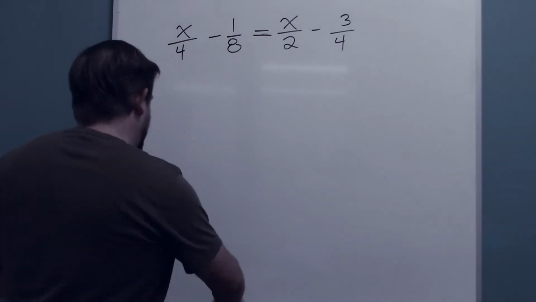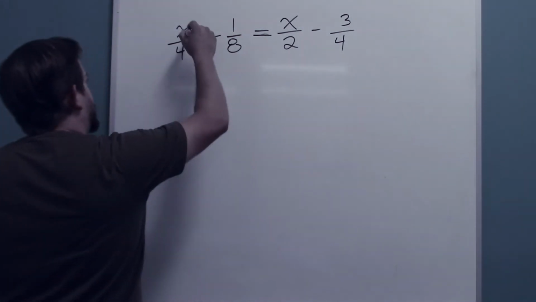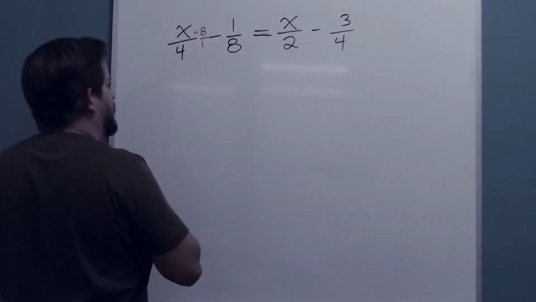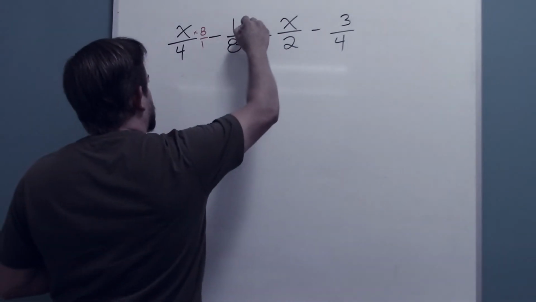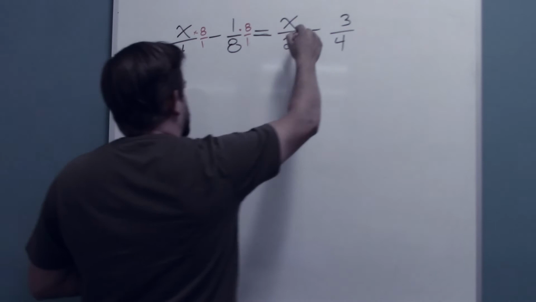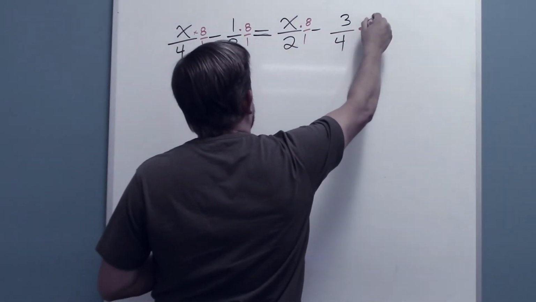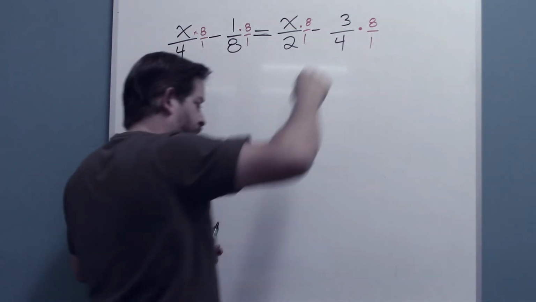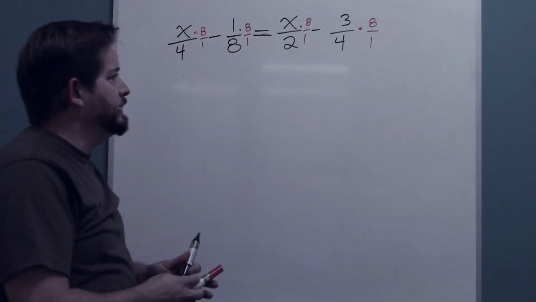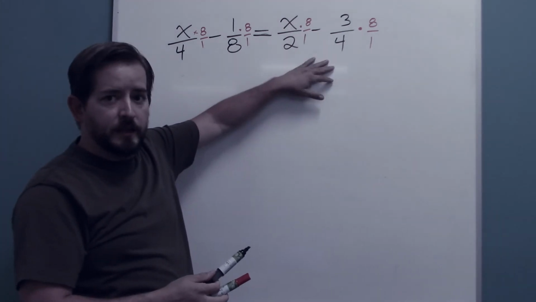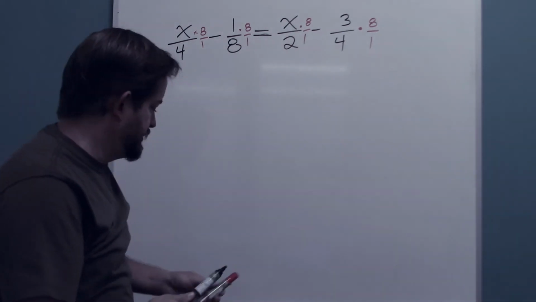So I want to multiply everything by 8, and I'll multiply that by, if you think of it, maybe the fraction 8 over 1. Some people like to look at it that way. But I'm going to multiply the left-hand side by 8 over 1, and that gets distributed to every term. And I'll multiply the right-hand side by 8 over 1, and that gets distributed to every term.